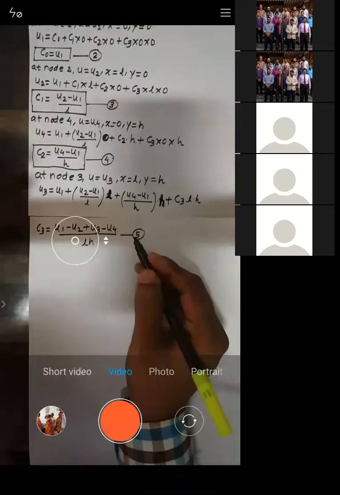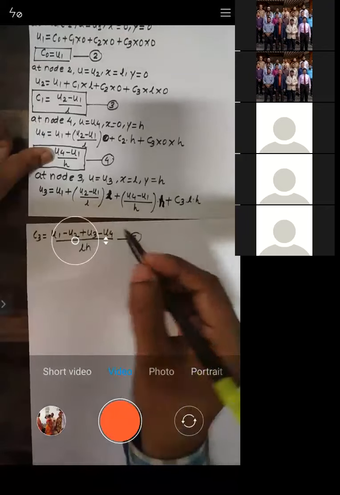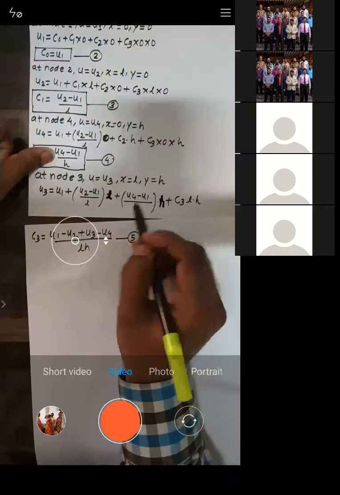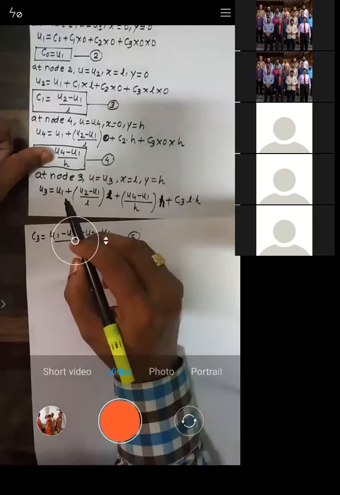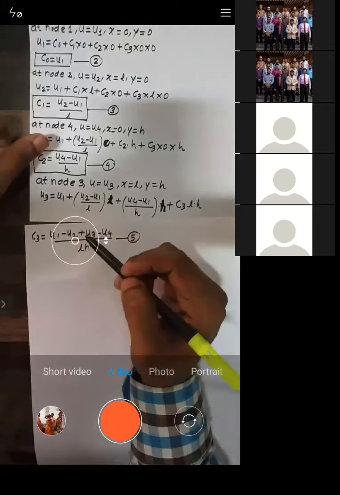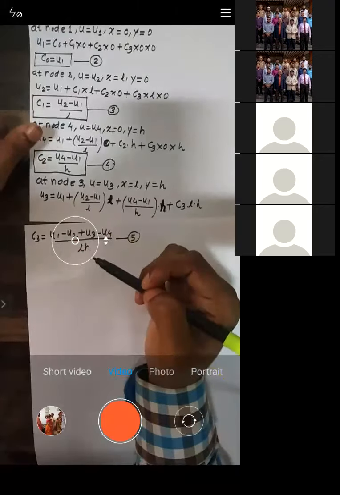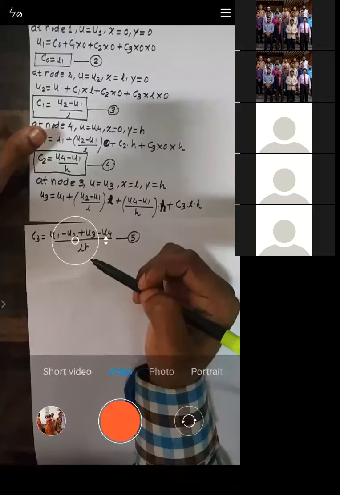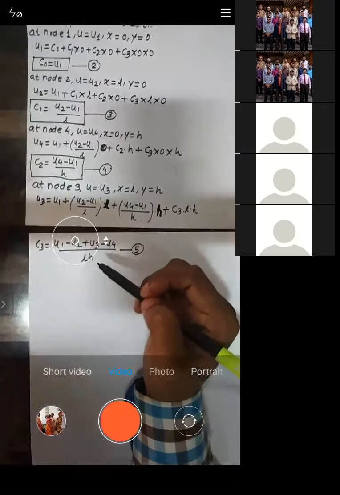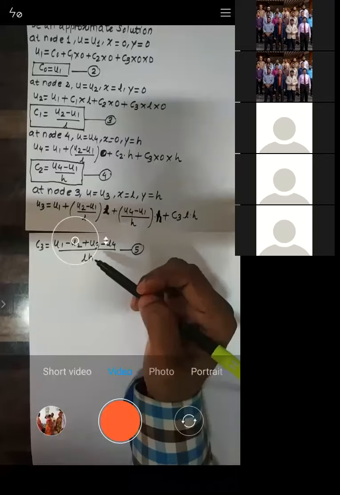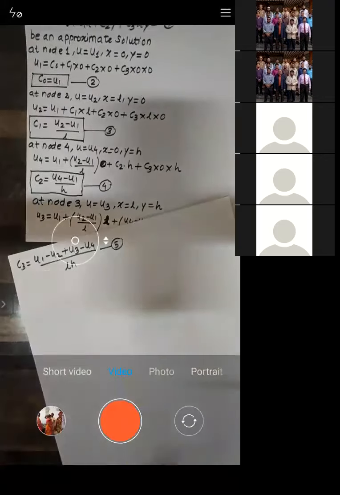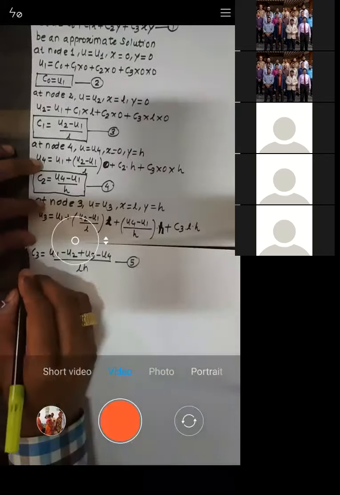Yes sir. See this, L gets cancelled, H gets cancelled, right? What is remaining? U1 minus U2 plus U3 minus U4 upon LH. Is it okay? Right? So see, we got these values of constants.